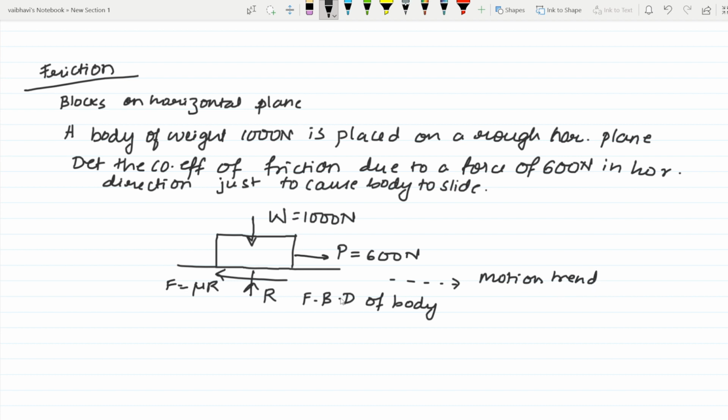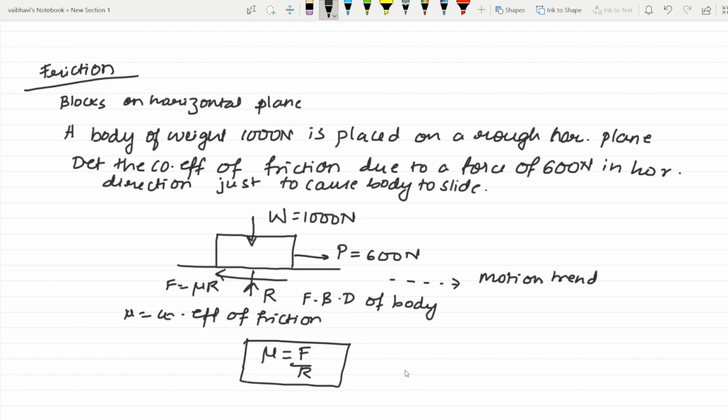So R is the normal reaction, F is the frictional force, and mu is the coefficient of friction. This equation is very important. Always we have to remember this equation while solving a friction problem, that is mu equal to F upon R.